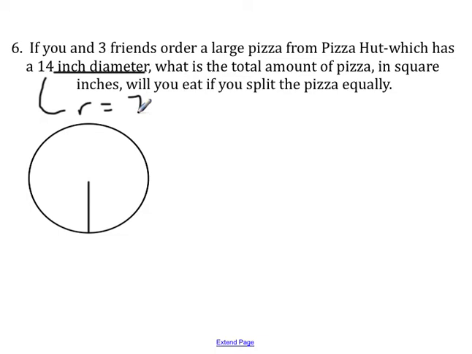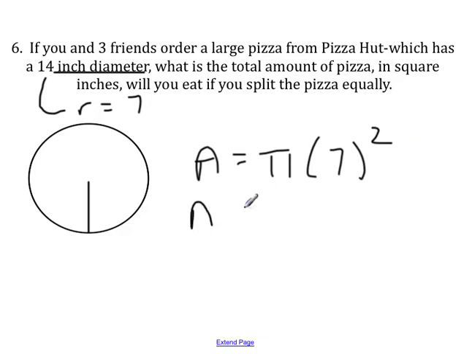It says, what is the total amount of pizza in square inches you will eat if you split it equally? So first, before we figure out how much we each get to eat, let's figure out what the area of the entire pizza itself is. So the area is equal to pi r squared, which is pi times 7 squared. Well, 7 squared is 49. So then we get our area is equal to 49 pi.